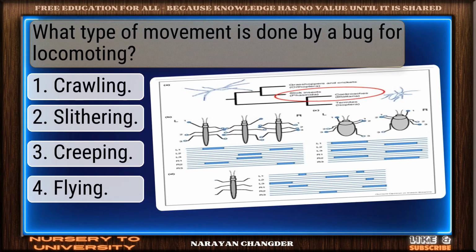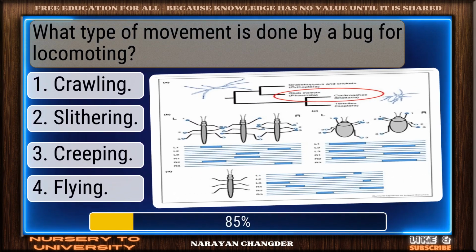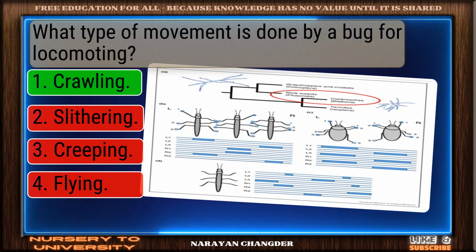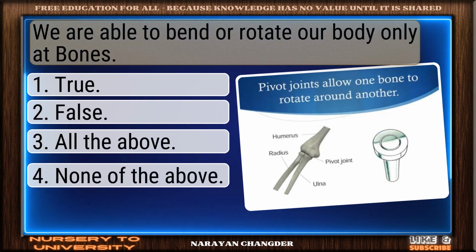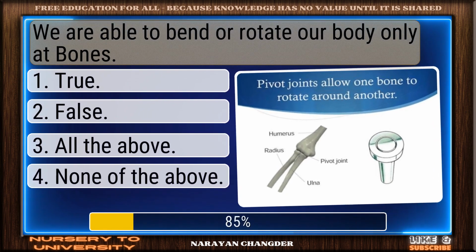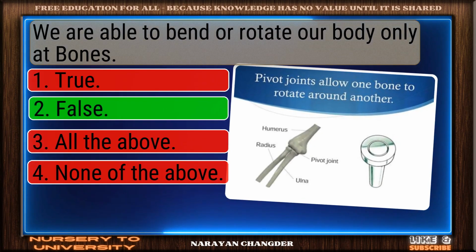What type of movement is done by a bug for locomotion? Perfect. Crawling is the correct choice. We are able to bend or rotate our body only at bones. Good job. Your answer false works well here.